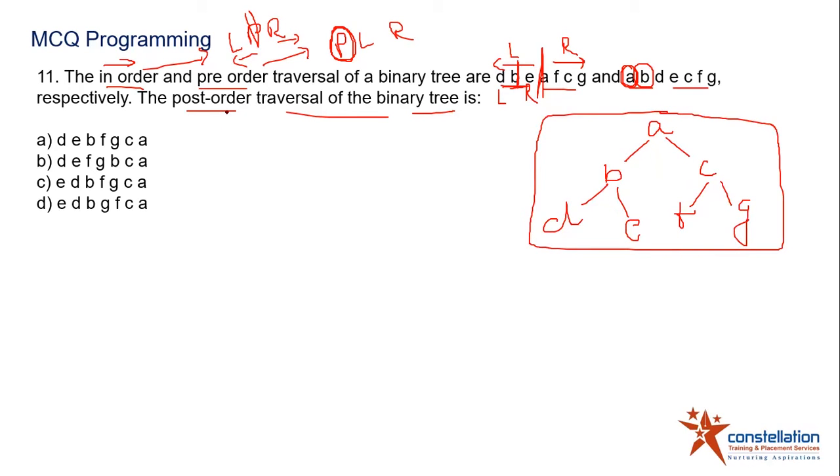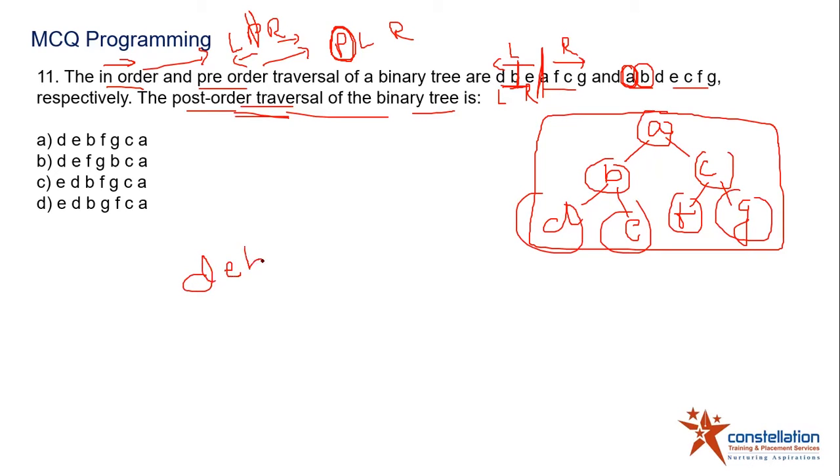Now the question is the post-order traversal. In post-order traversal, we go to the left, we go to the right, and then we go to the parent. So we'll start with D, we'll go with E, then we'll go with B, then we'll go with F, then G, then C, and then A. So finally it is going to be D, E, B, and then F, G, and C, and then A. So the correct option is A.